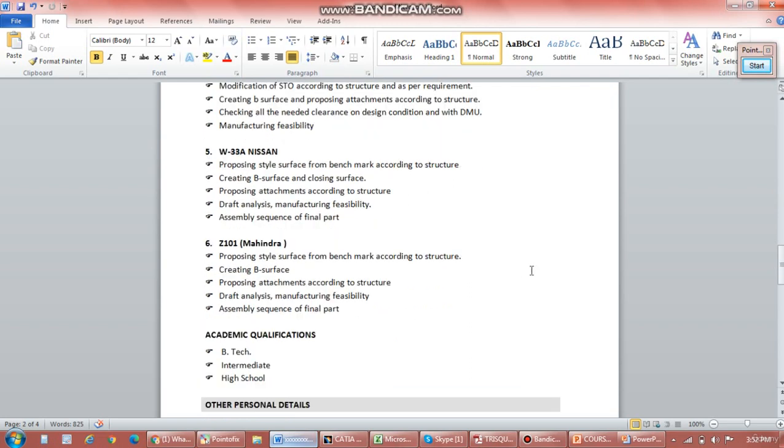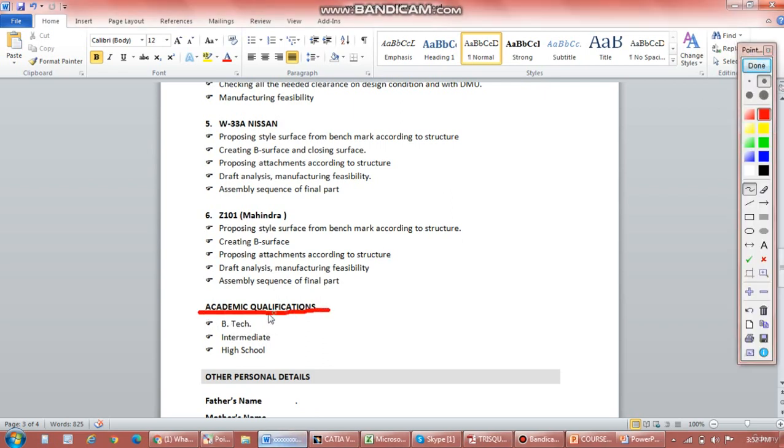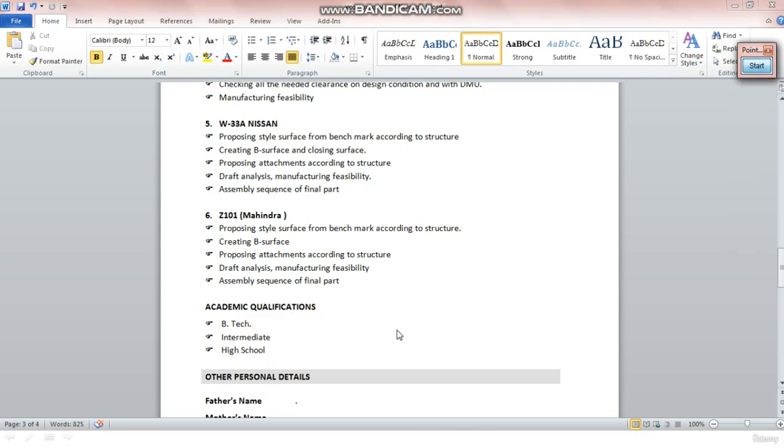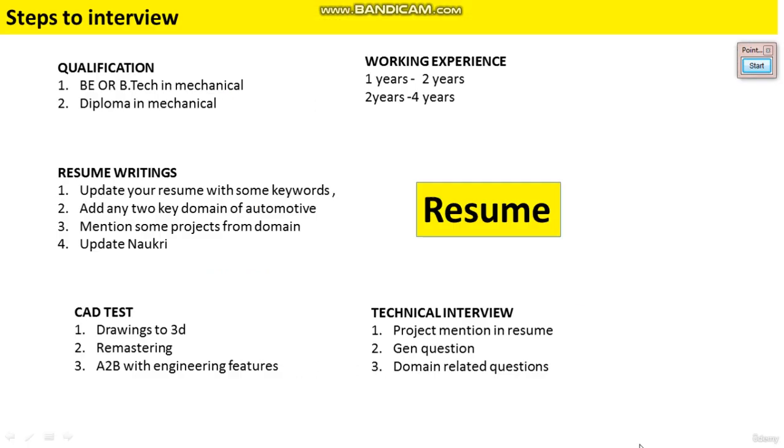And then at last you have to put your academics. In one line you can put your BTech, intermediate, then high school, and then your personal information. This will really help you get more calls from interviewers. Then coming to the PPT.